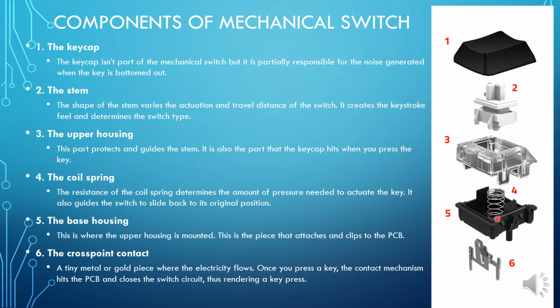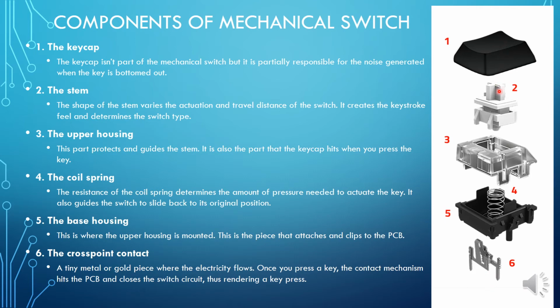This is the piece that attaches and clips to the PCB, means it is fixed on the PCB. The cross point contact is a tiny metal, or you can say gold, piece where the electricity flows. Once you press the key, the contact mechanism hits the PCB, the printed circuit board. It hits the PCB and closes the circuit.